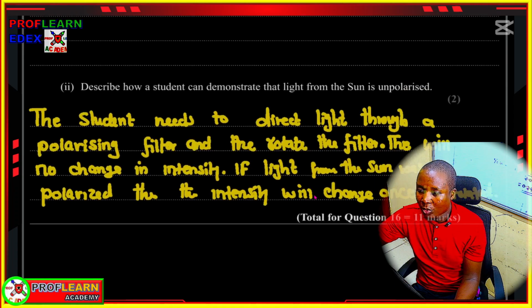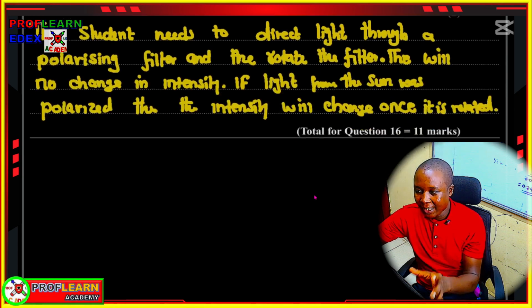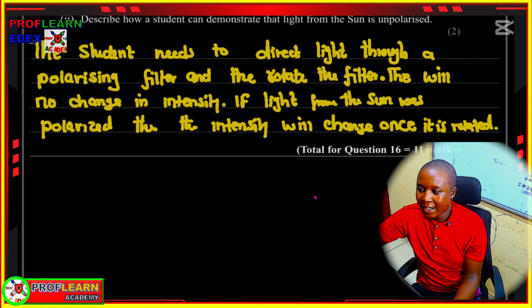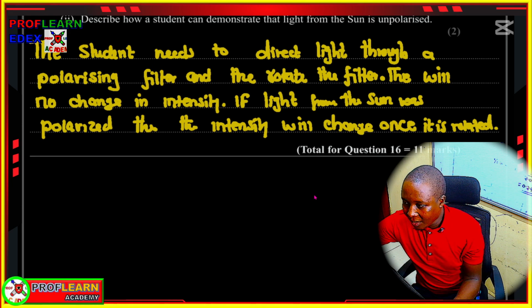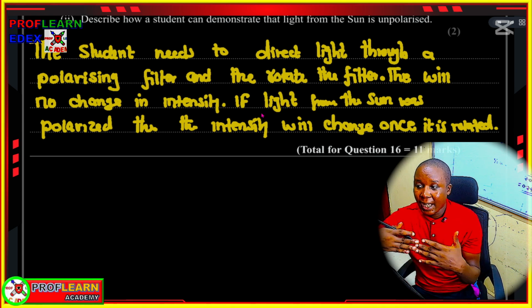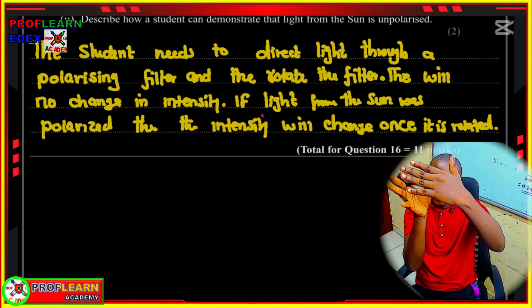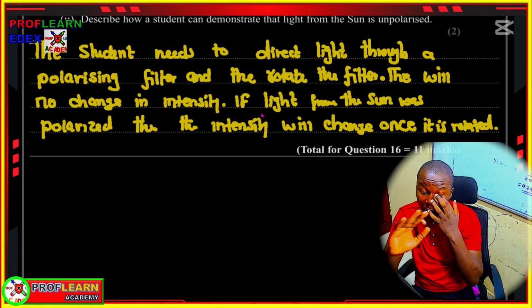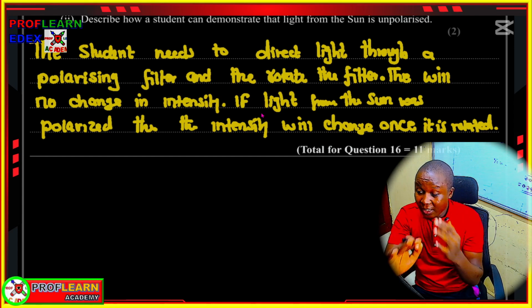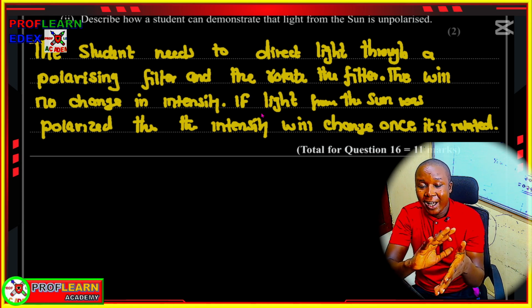Describe how the student can demonstrate that light from the sun is unpolarized. So the student needs to direct light through a polarizing filter and rotate the filter. There will be no change in the intensity if light from the sun is unpolarized. Put the filter and then rotate it, and there will be no change in the intensity. But if the light from the sun was polarized, then rotating will affect what?